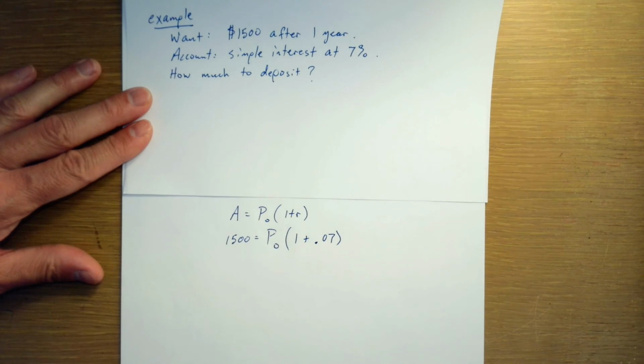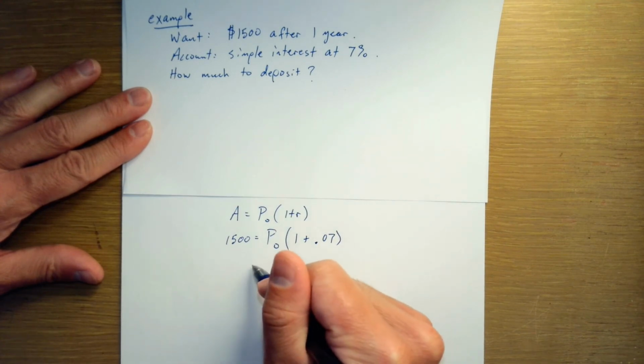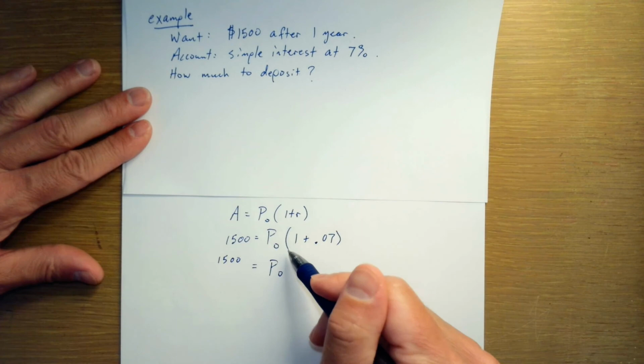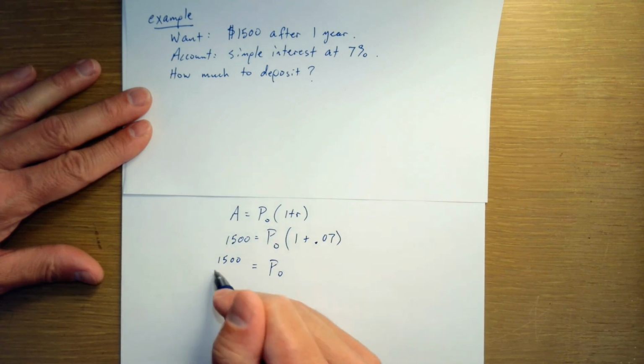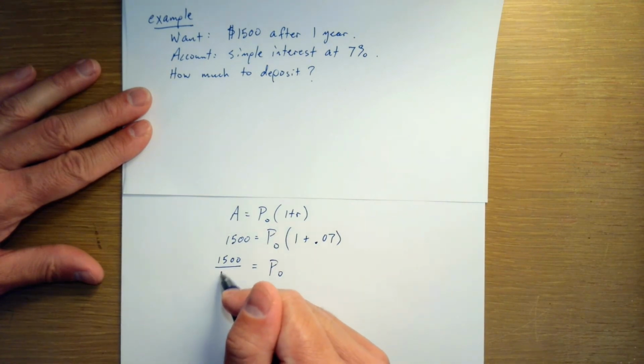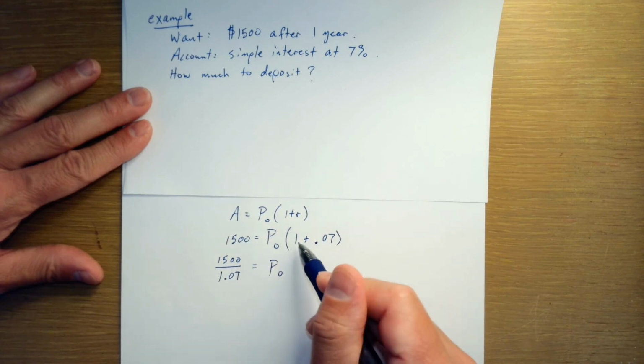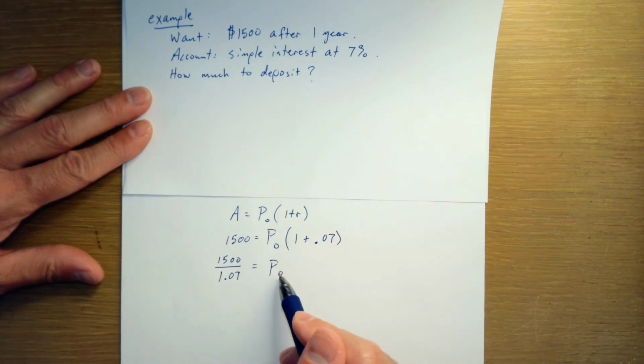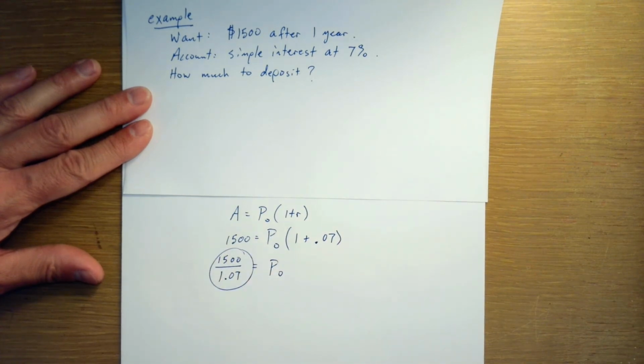So all we're doing is setting up an equation. We have one variable, everything else is plugged in, therefore all we need to do is solve for that variable. So P naught is 1,500. You take this 1 plus 0.07, divide both sides, so that's, notice 1 plus 0.07 is just 1.07. So P naught is 1,500 divided by 1.07. This is a good answer. You can accept this and circle it and be done.